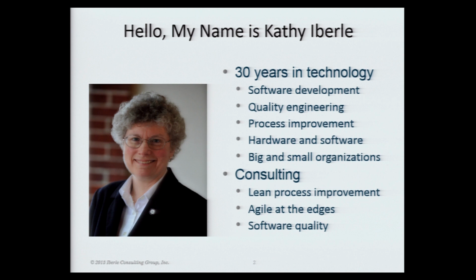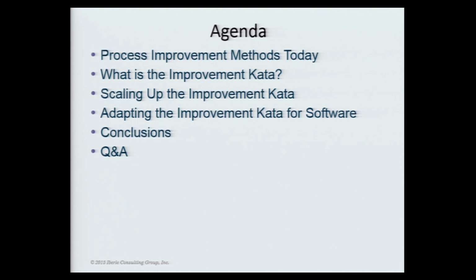And I was introduced last year to the improvement kata and got the chance to have a year of practice with another consultant on applying the improvement kata, and I found it to be really interesting. So what I'm going to do is talk about process improvement methods at the large scale and how they work, and what some of the problems are. And then what is the improvement kata? How does it work? It's a fairly large method, so there's a good bit of that. And how do you scale it up so it will work in an entire company? And then some of our experiences in the last year of trying to use the improvement kata specifically in a software or IT context.